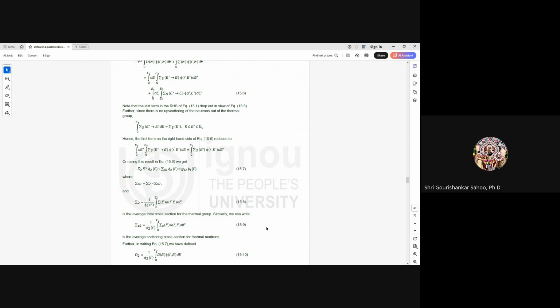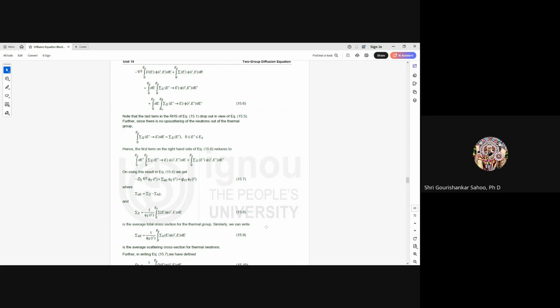Now putting the value of your minus del square integration 0 to EC D phi dE plus integration 0 to EC sigma phi dE, you can have minus D2 del square phi 2 plus sigma a2 phi 2 is equal to sigma s12 phi 1, which is a function of position vector, where your sigma a2 is equal to sigma 2 minus sigma s2, and your sigma 2 is equal to 1 by phi 2 integration 0 to EC sigma phi dE.